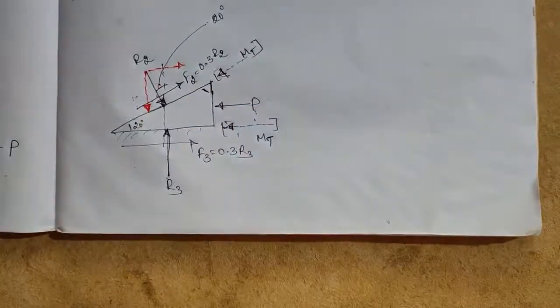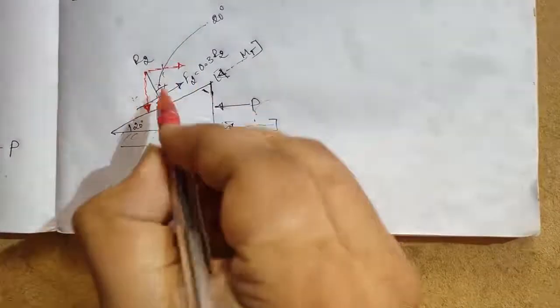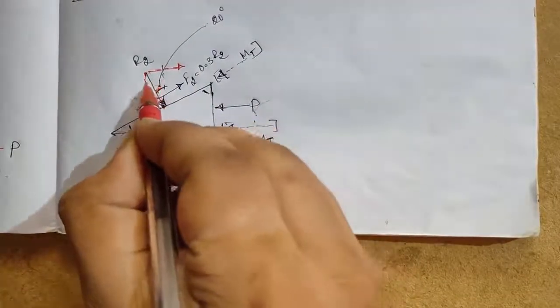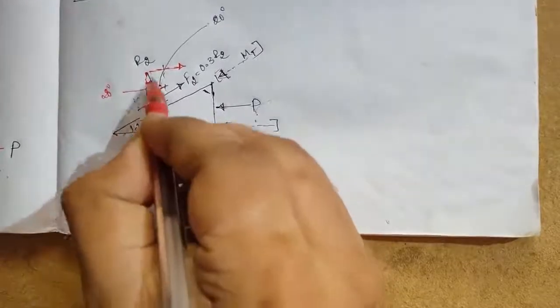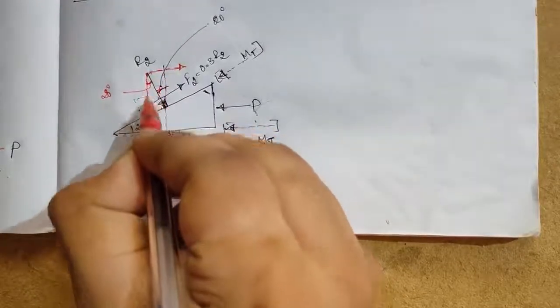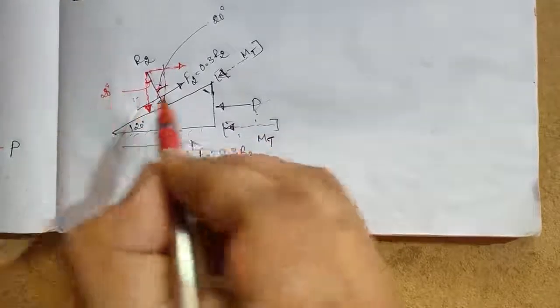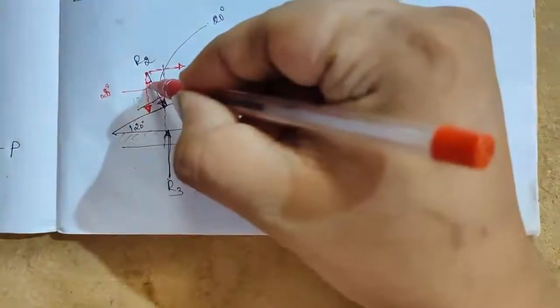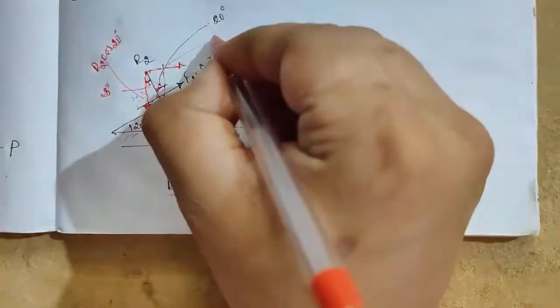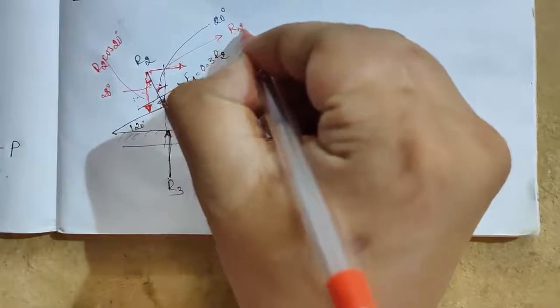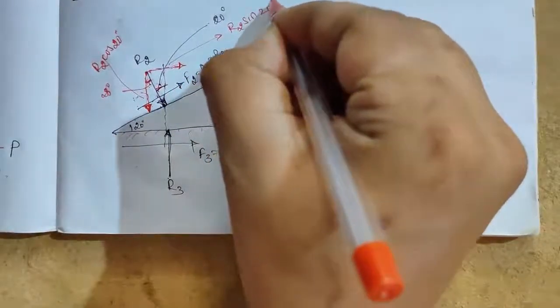So this is 20 degree, right? Because of alternate angles, zigzag, this angle will also be 20 degree. So here 20 degree is there, so this vertical component will be what? R2 cos 20 degree, and this horizontal component will be R2 sin 20 degree.